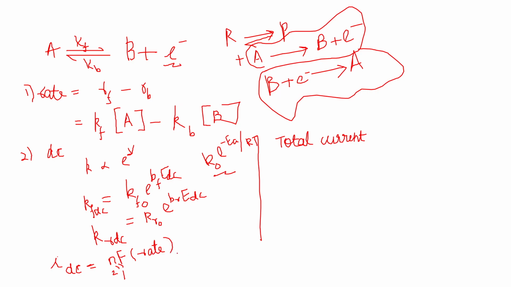Okay. It is alpha N into F by RT. So there the N is coming. Okay. So now F is there. Now what is the rate of the reaction? We have already written.